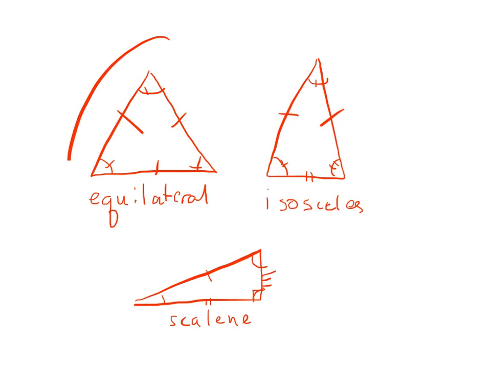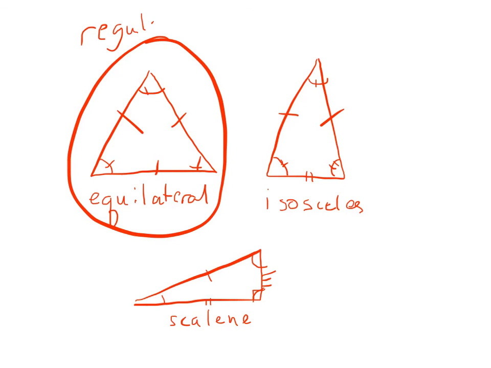Usually you'll also hear the name regular triangles. All sides are the same length. So a regular rectangle would be a square, regular pentagon, regular hexagon. Those are all types of things that we use, but regular just means all sides are the same.